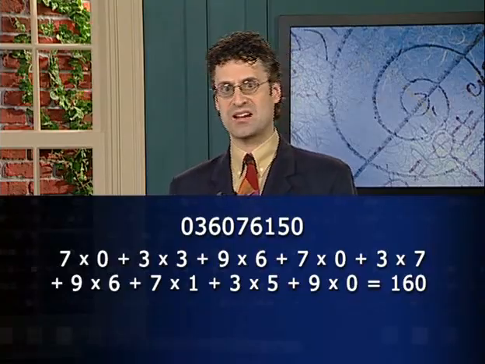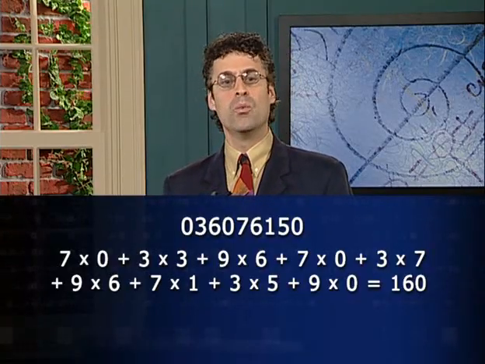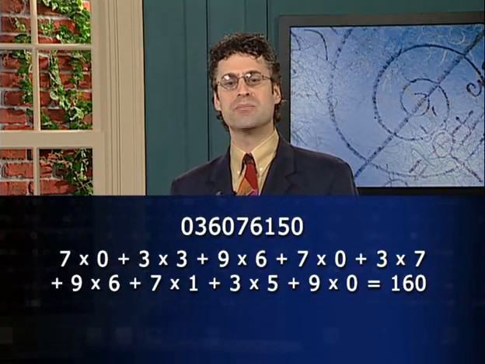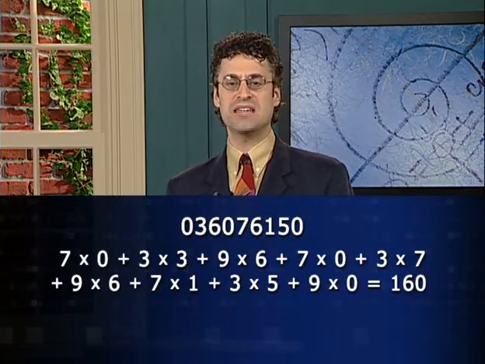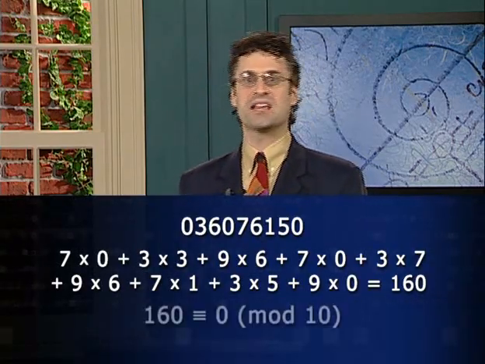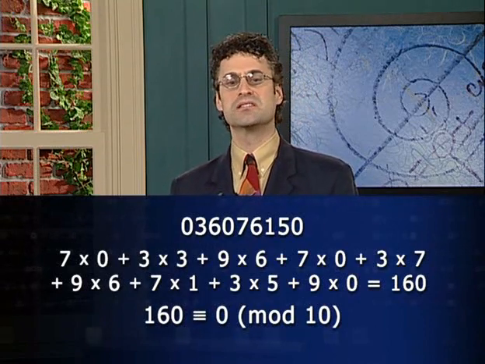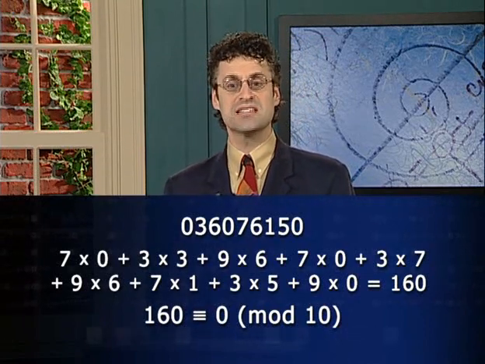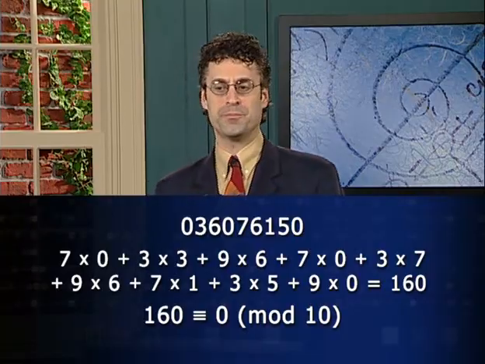I worked that out in advance, actually. I didn't do that in my head. Well, 160, notice, has a remainder of 0 when divided by 10, because the last digit is a 0. Notice that I'd write this as 160 is congruent to 0 mod 10, which is consistent with a valid routing number. Well, we can use this code to determine a missing digit in a bank routing number.